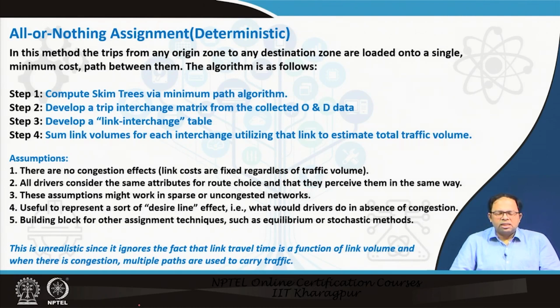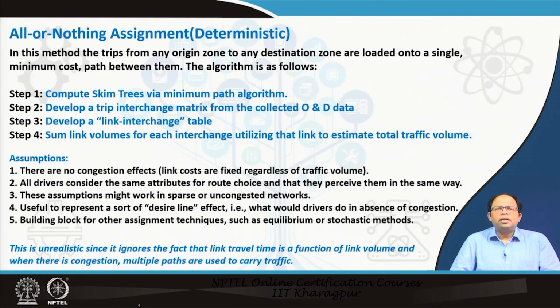And then, all drivers consider the same attributes for route choice, and they perceive them in the same way. That means everybody feels that this route is the shortest one and values it in the same way, which is again not the case. These assumptions might work only if the total demand is very low and we have a very high capacity network, because then we will not reach the overall capacity. So we will always have uninterrupted flow, and maximum speed would be there in the corridor. In that way, we can assume that in a very sparse or uncongested network these assumptions might work.